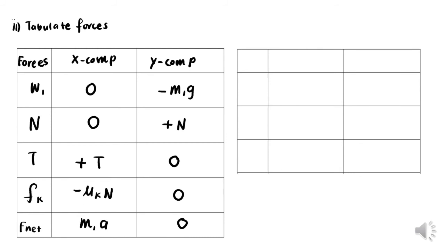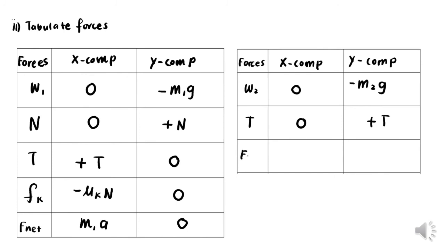Okay, so let's do the same thing for our second object, where the forces acting on the object are weight and tension. Weight is negative at the y component and tension is positive at the y component. For this part, in the x component there is no motion, but in the y component we have a downward motion. So this means our acceleration is going to be negative a. Okay, so let's find our acceleration.